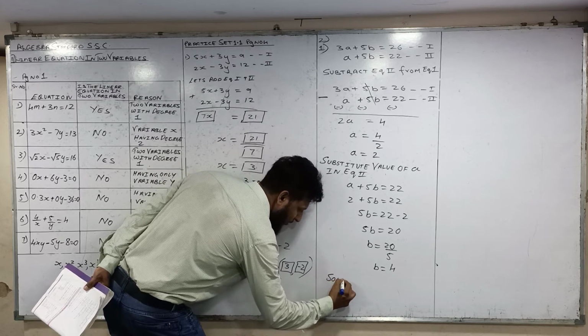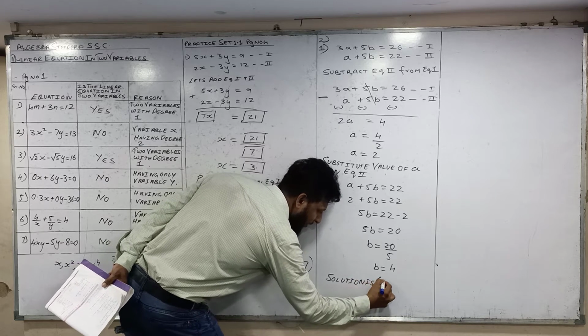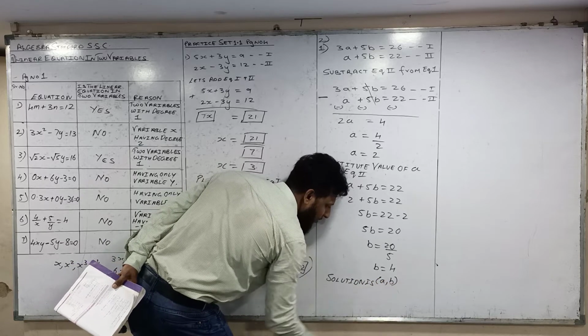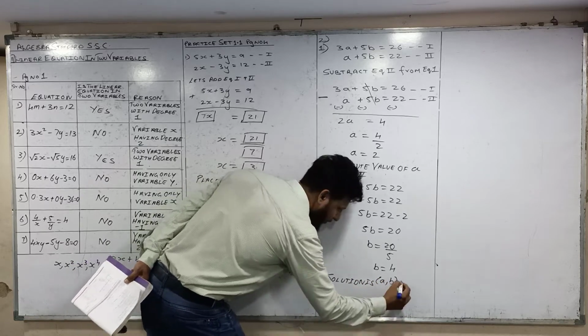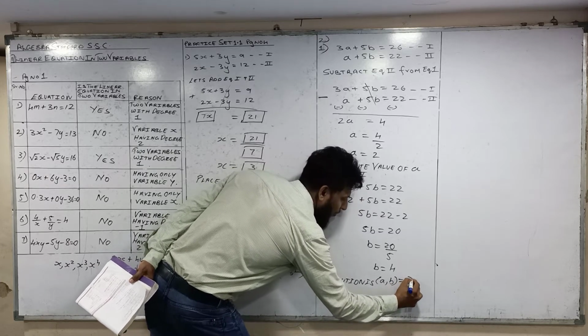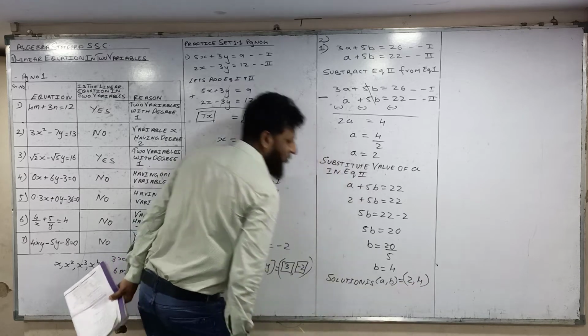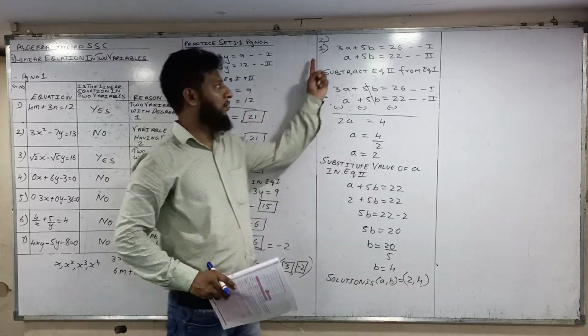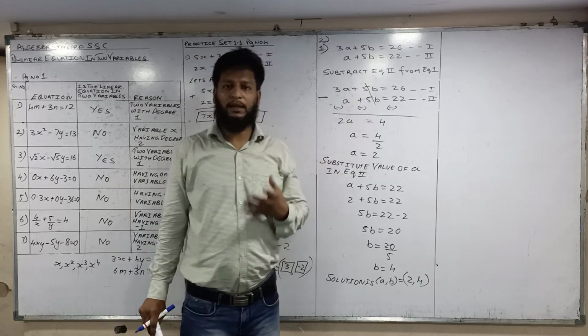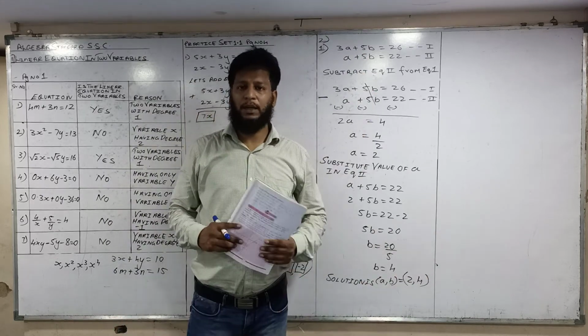Solution is, now here the variables are A and B. The solution is AB, therefore the value of A is 2 and the value of B is 4. So what is our solution of this equation in two variables? We get the value A is 2 and B is 4.